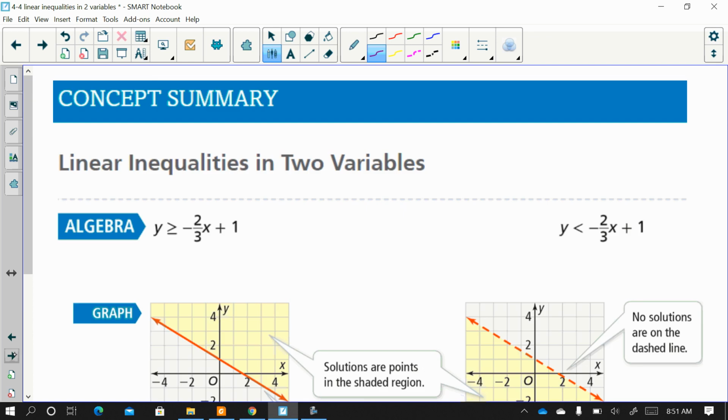That's how you do linear inequalities. They're not too bad. It's just like y equals mx plus b. The only big difference is making sure you pay attention to if it's a solid line or a dashed line, and then remembering your shading.